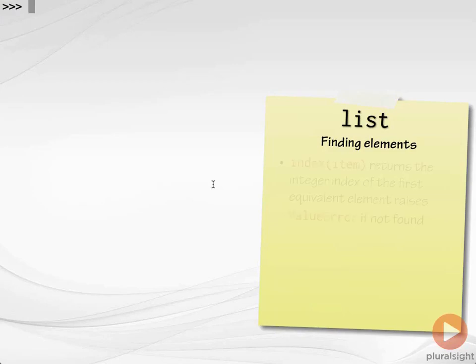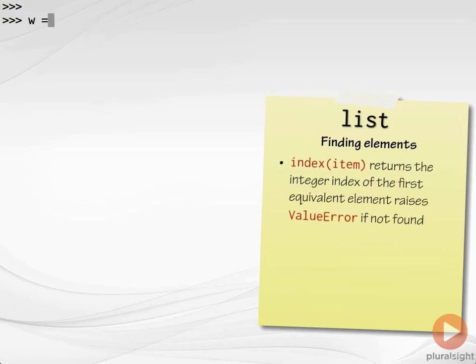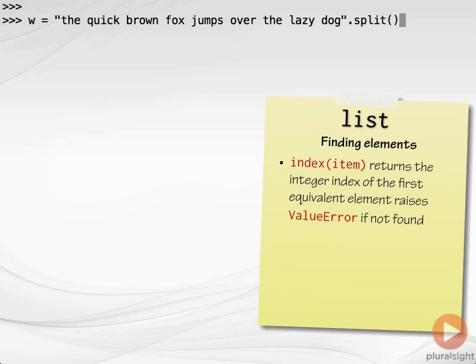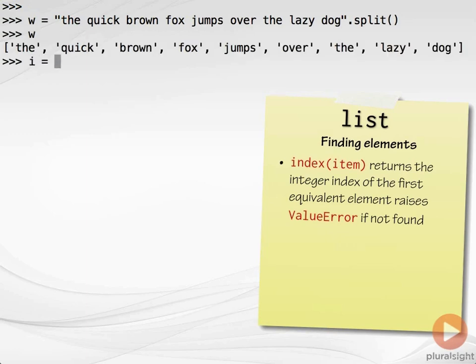To find an element in a list, use the index method passing the object you're searching for. The elements are compared for equivalence or value equality until the one you're looking for is found and its index returned. Here we create a list W containing the words "the quick brown fox jumps over the lazy dog" using the string split method. Searching for fox using the index method returns the integer 3, which of course allows us to get hold of that element.